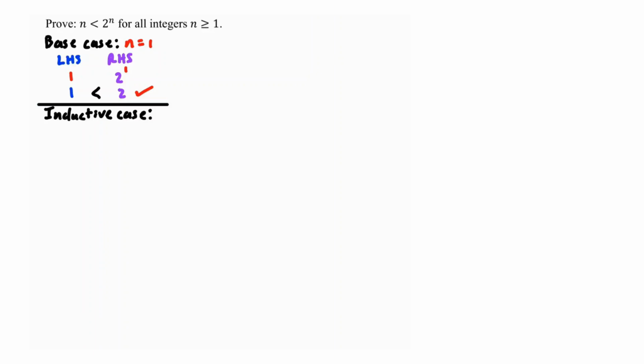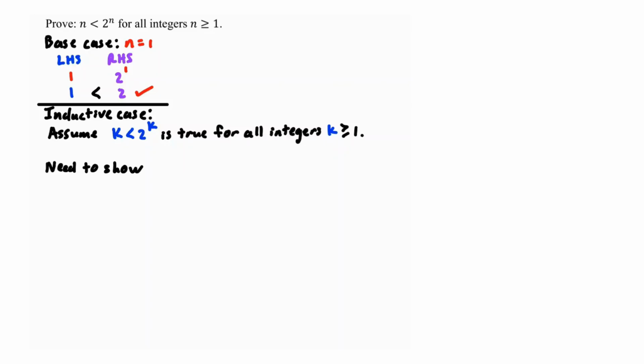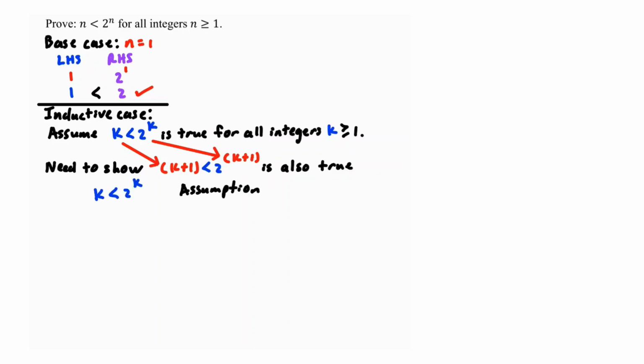Next, we need to prove that the inductive case is true. We need to first clearly state what we're assuming is true. That is, we're going to assume k is less than 2 to the power k is true for all integers k greater or equal to 1. Next, we need to clearly state what we're trying to prove. So we'll need to show that k plus 1 is less than 2 to the power k plus 1 is also true. Alright, so to do this, we're going to start with our assumption, which was k is less than 2 to the power k.